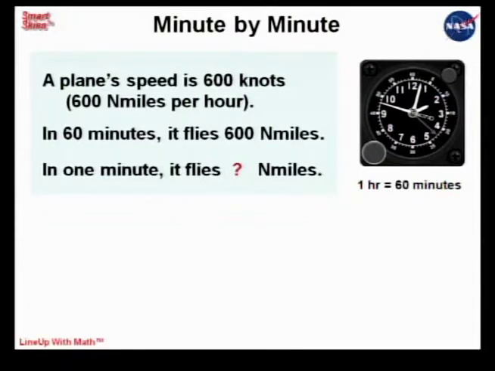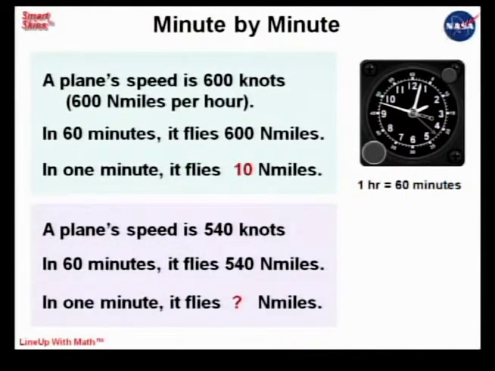So in 60 minutes, 1 hour, the plane flies 600 nautical miles. In 1 minute, the plane flies 1/60th of that distance. 600 divided by 60 is 10. So in 1 minute, a plane at 600 knots is flying 10 nautical miles. How about United? We slowed it to 540 knots. That means in 60 minutes, it would fly 540 nautical miles. So in 1 minute, it flies 1/60th of that distance, and 60 into 540 is 9. Okay. Now let's go back to Gabby and Tanisha.